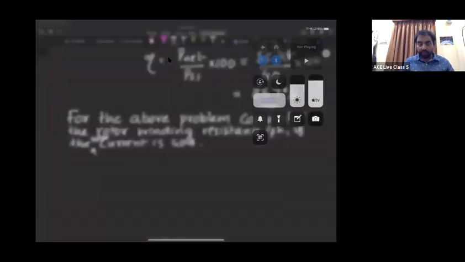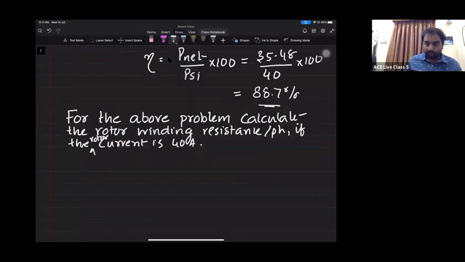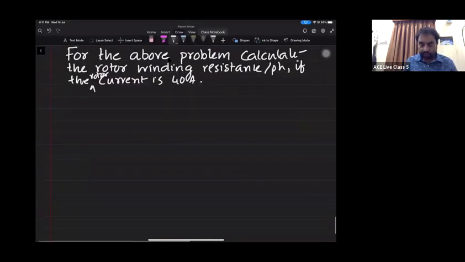Point 0.31667. 0.31667. Okay, correct. We'll see. Don't worry. So here, as for the above problem, I'm just trying to work out this.